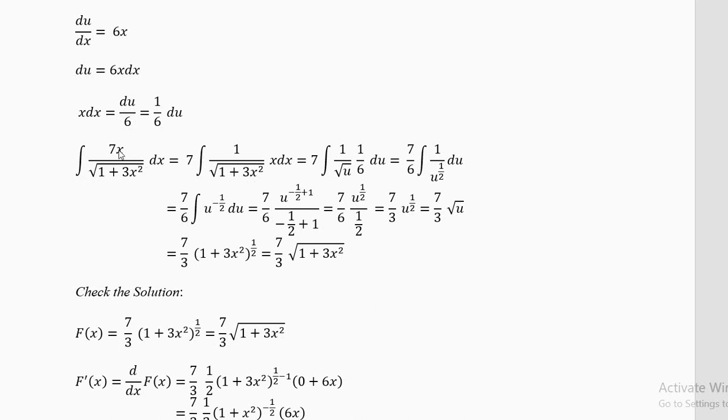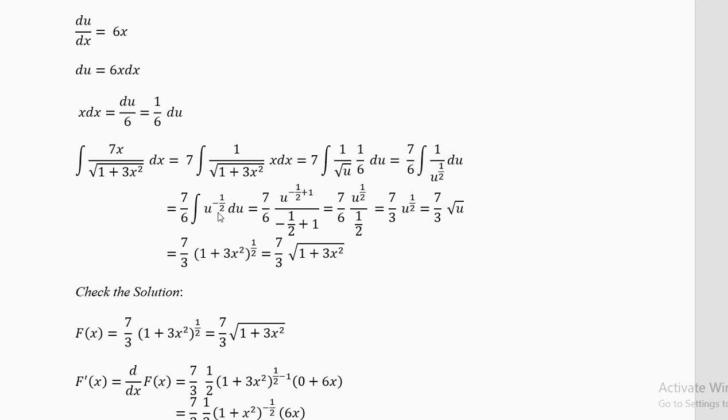Now integrate 7x over the square root. Now that 7 will come out, we'll have 1 over the square root, x dx equals 1 by 6 du. Write it there. And this 1 over the square root of 1 plus 3x squared will become 1 over the square root of u. Now 7 is already outside, this 1 by 6 will go out, 7 into 1 by 6 is 7 by 6, into the integration of 1 over u power half du.